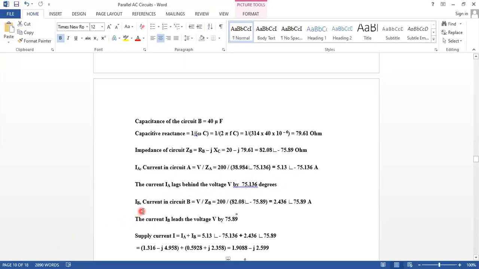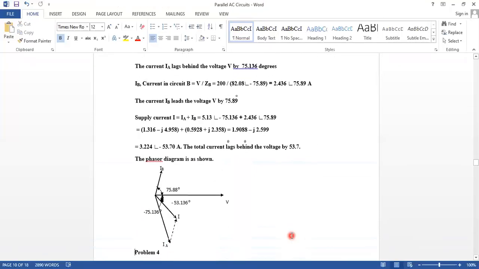Next, the current IB in circuit B you will find out by using V divided by ZB, which is equal to 2.436 at an angle of 75.89. Here it is a positive angle, it means that the current IB leads the voltage V by an angle of 75.89 degrees. Now, what is the supply current? It is nothing but the sum of the currents IA and IB. So that is the total current.